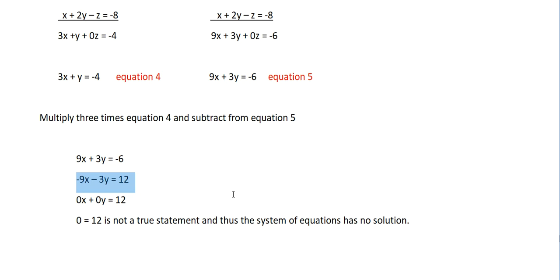And now we can add those together, and we see that, oh, wait a minute, there's a problem. By doing so, we got rid of all of our variables. It turns out that 0 equals 12 is not true. And thus, in this second example, I wanted to give you an example of a system of equations that did not have a solution set. Okay.